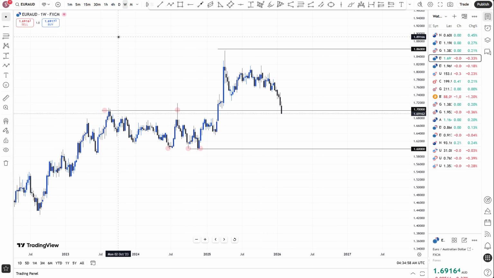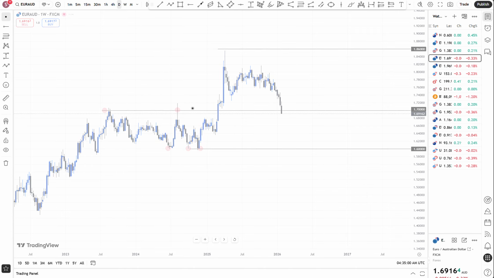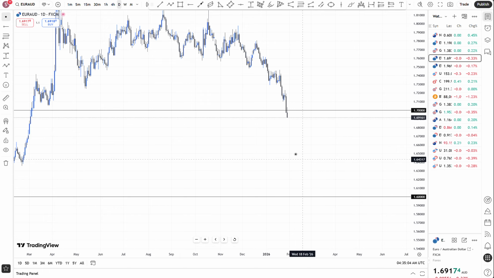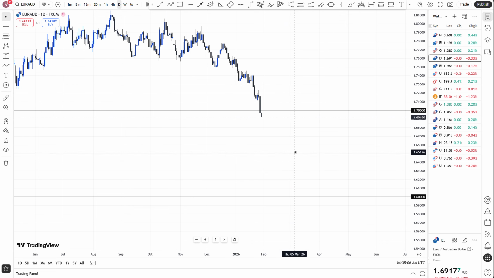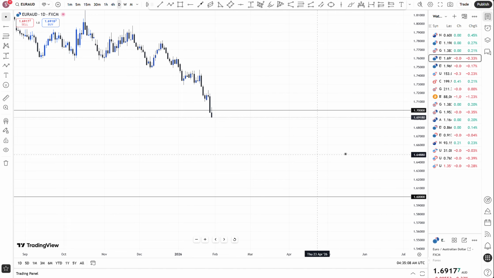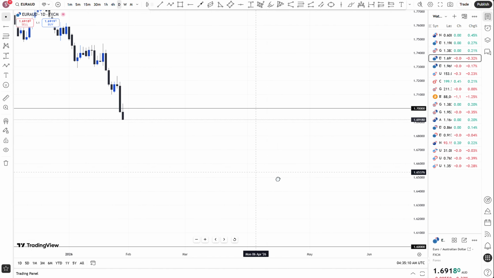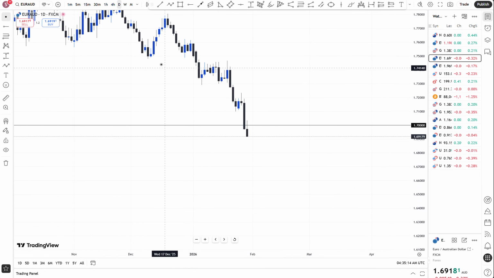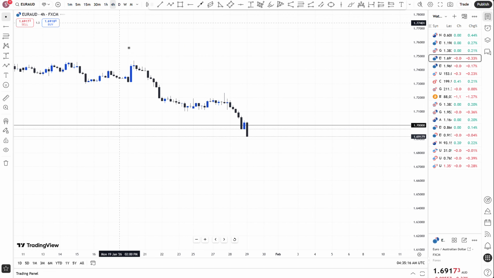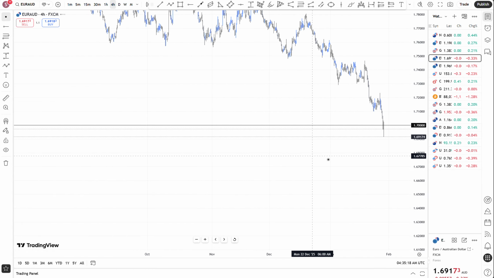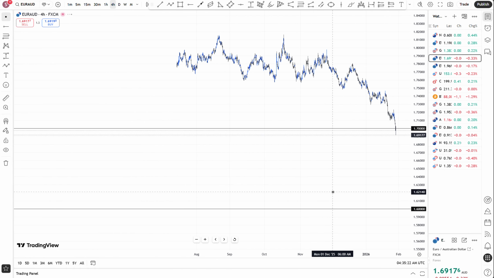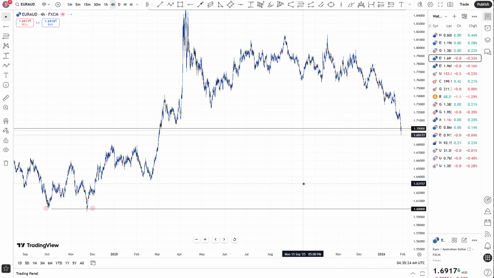So we are looking at how we've broken this psychological level, right? From the daily time frame, you could see we've broken it very strongly. On the daily time frame, look at the candle. Very strong bearish candle. So since we know that we are bearish on this pair, what we are going to do is look out for reasons to sell, even though the overall trend is buying.